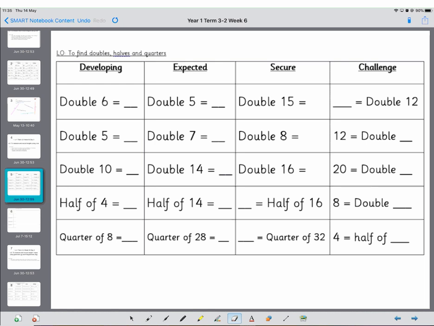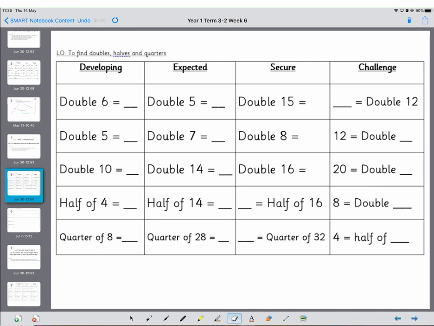The only thing you need to watch for is when the words change from double to halve and to quarter, and think about what those mean. Remember, double means you're adding the same number to itself. Halving means you're dividing by two or into two groups. Quartering means you're putting the objects into four groups. So grown-ups, pause the video, and when you're ready, start it again.